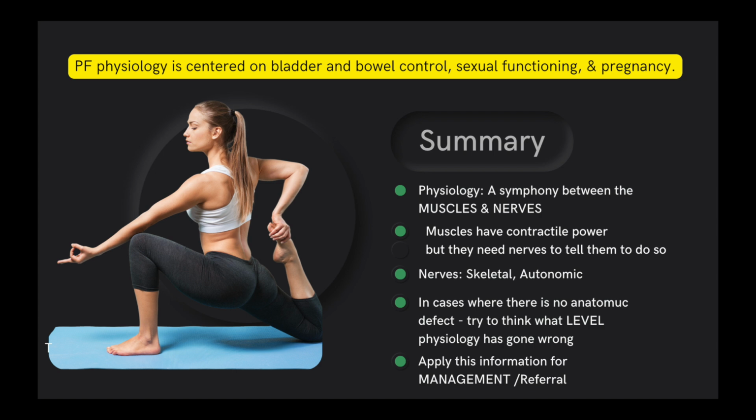In cases where there is no anatomical defect, we must think about what level physiology has gone wrong. And that's why we are studying this information in so much detail, so that we can manage our patients better and, if required, refer them to the correct department.